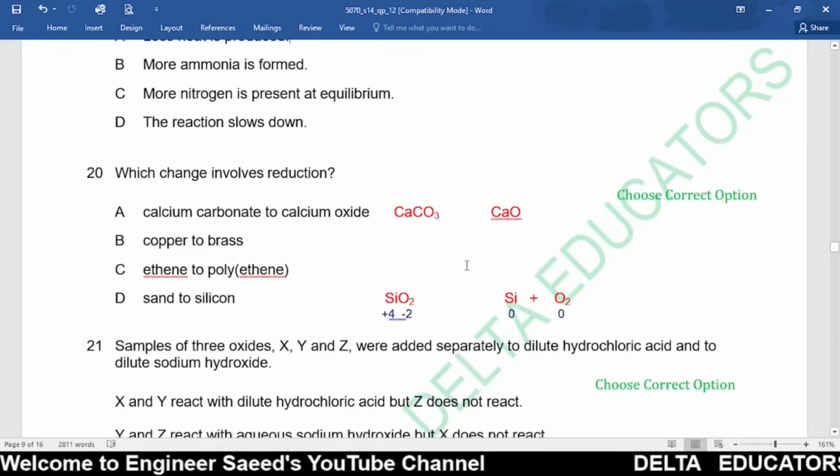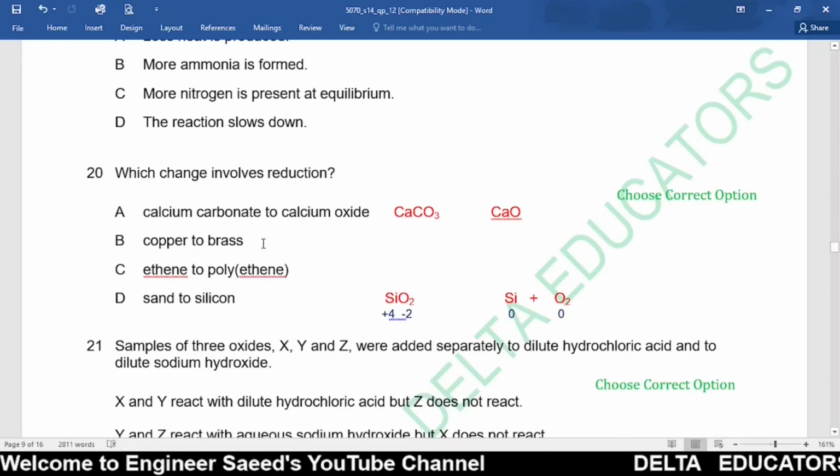Question number 20. Which change involves reduction? Reduction means gain of electron. Now we check the options. Option A, calcium carbonate to calcium oxide. In calcium carbonate, if we check the oxidation state of oxygen is -2. For carbon, it is +4. So definitely on calcium, it should be +2. Now if we check calcium oxide, on oxygen charge is -2. So on calcium, it is +2. So there is no change in the oxidation state. When there is no change in the oxidation state, there is no loss or gain in electron. So neither there is reduction nor oxidation.